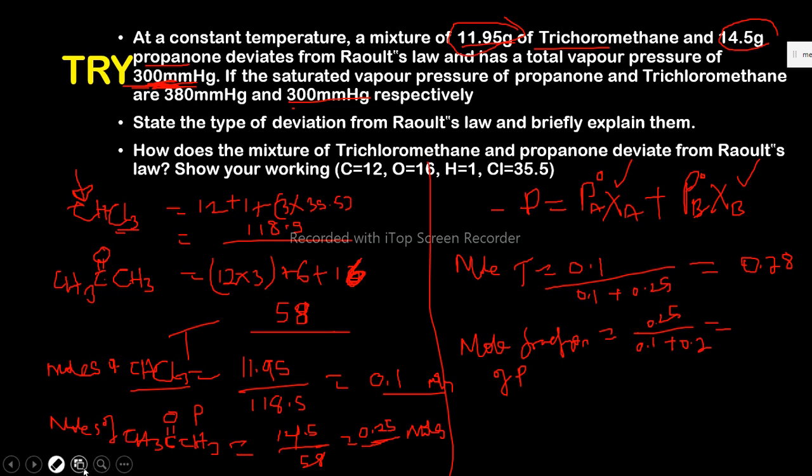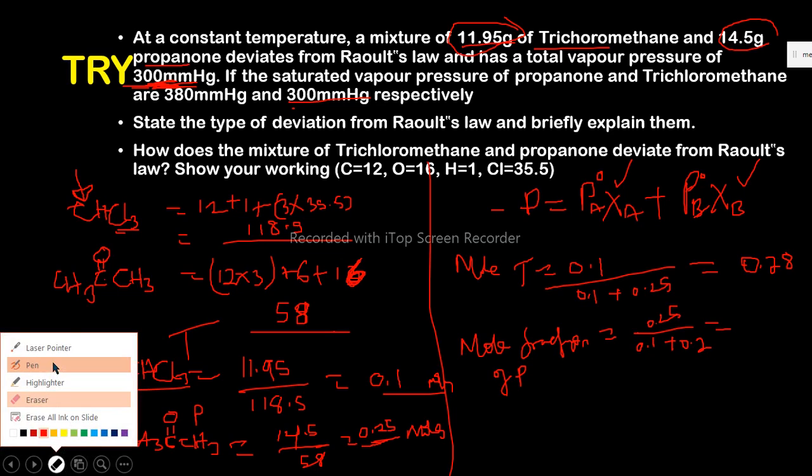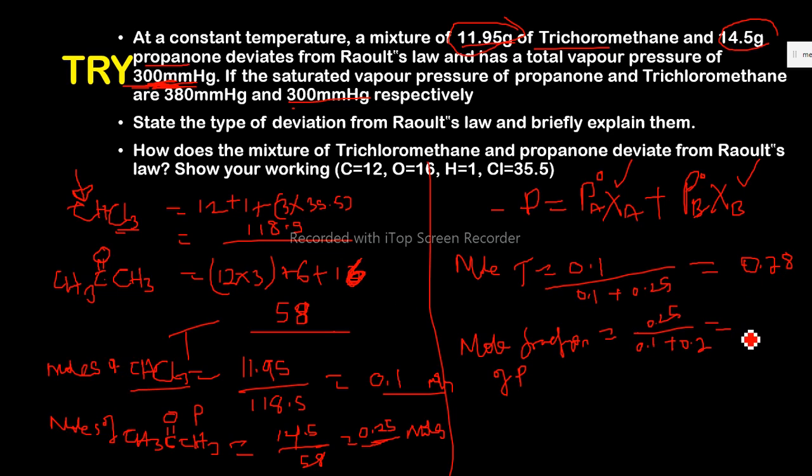0.75, 0.78. 0.7. Does it add to 1? 0.28. No, this is 28. This one is supposed to be 0.72. It should add up to 1.